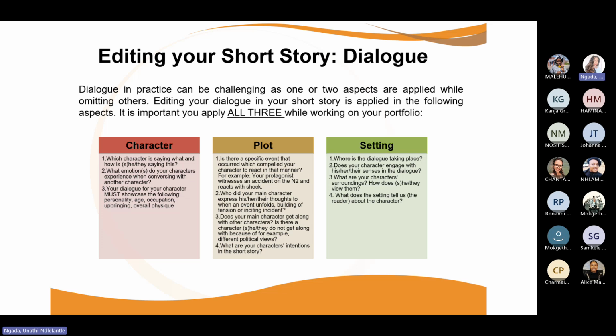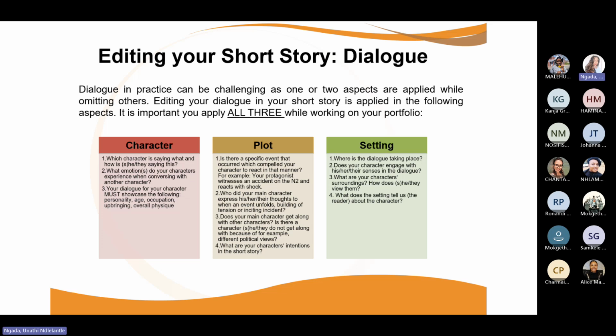Then setting. So where is the dialogue here taking place? And does your character engage with his or her overall senses in the setting? What are the character's surroundings, and how does that character view the surroundings? And lastly, what does the setting tell us about the character? Okay, so very, very important. Make sure that you execute all three aspects when it comes to editing the dialogue.